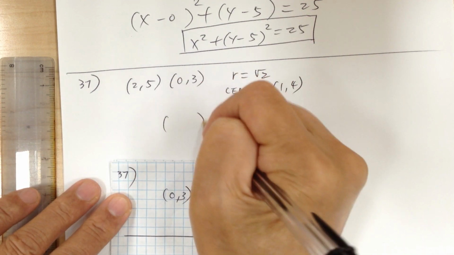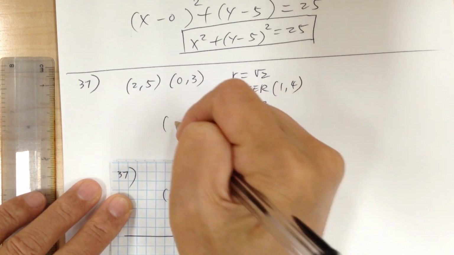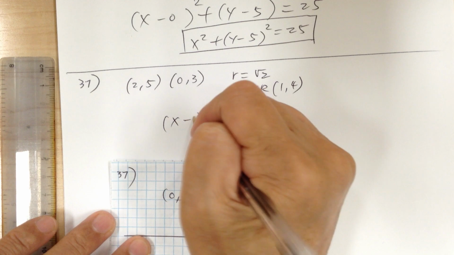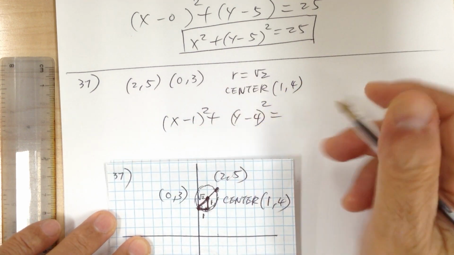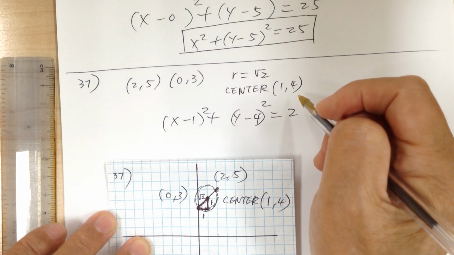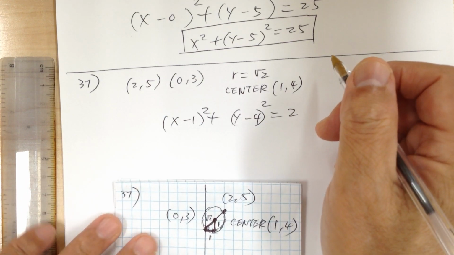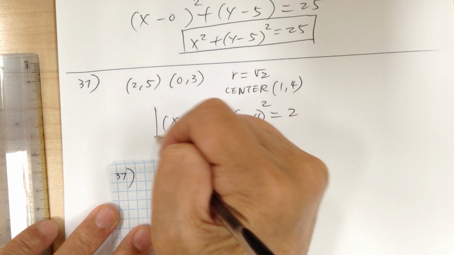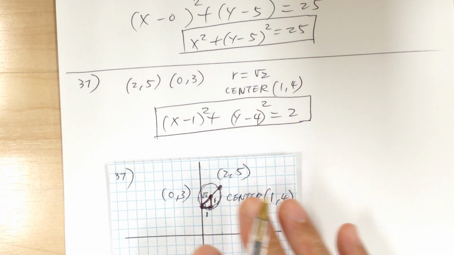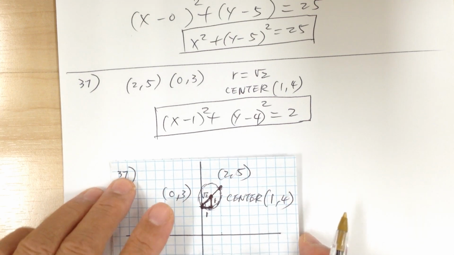So you can get your template ready. You've got (x minus 1) squared plus (y minus 4) squared equal to r squared, so you square the radius, equal to 2. And that's it. Again, when you sketch it out, it helps you to visualize the center and the radius. For the circle, the key is to get your center and get your radius.